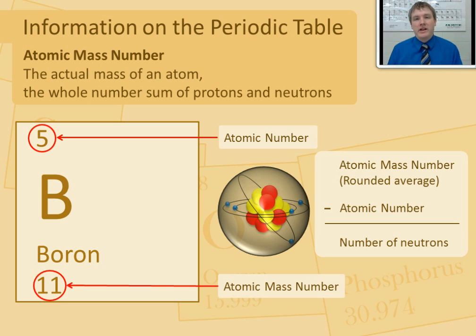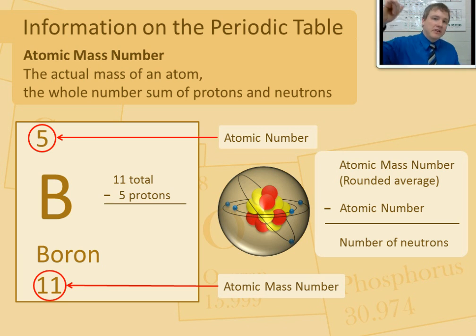Let's take a look at what the number of neutrons would be for boron. I would have to take the total mass of the atom, which is 11 from the rounded average atomic mass, subtract from that the atomic number, which is the number of protons, and because I have 11 total protons and neutrons, subtracting 5 protons gives me 6 neutrons in an atom of boron.